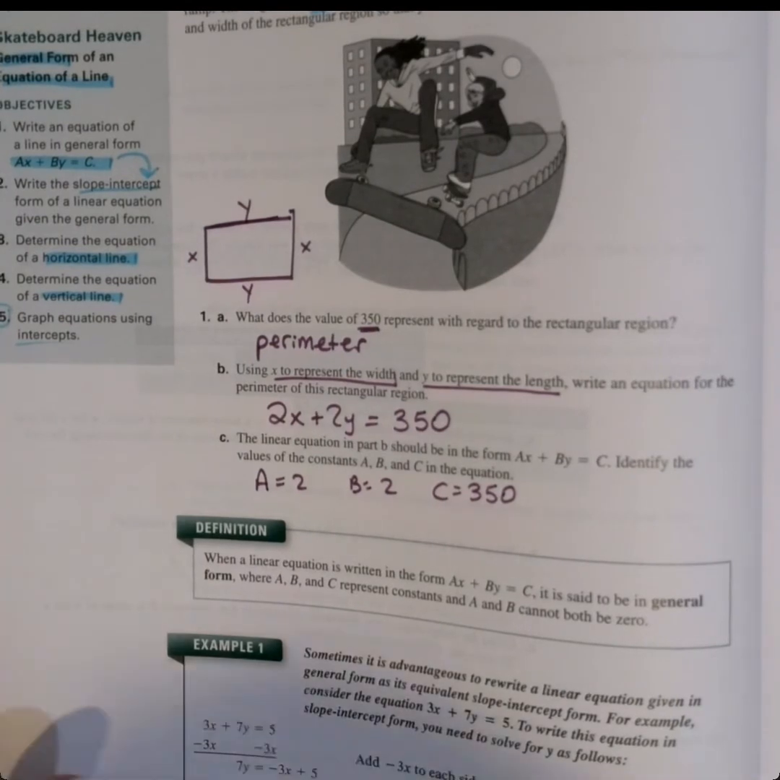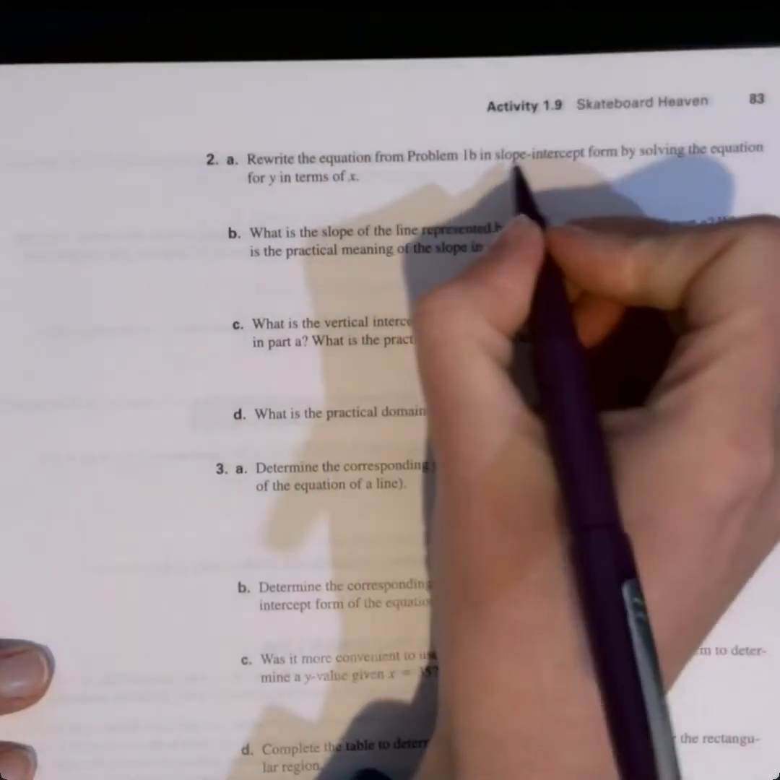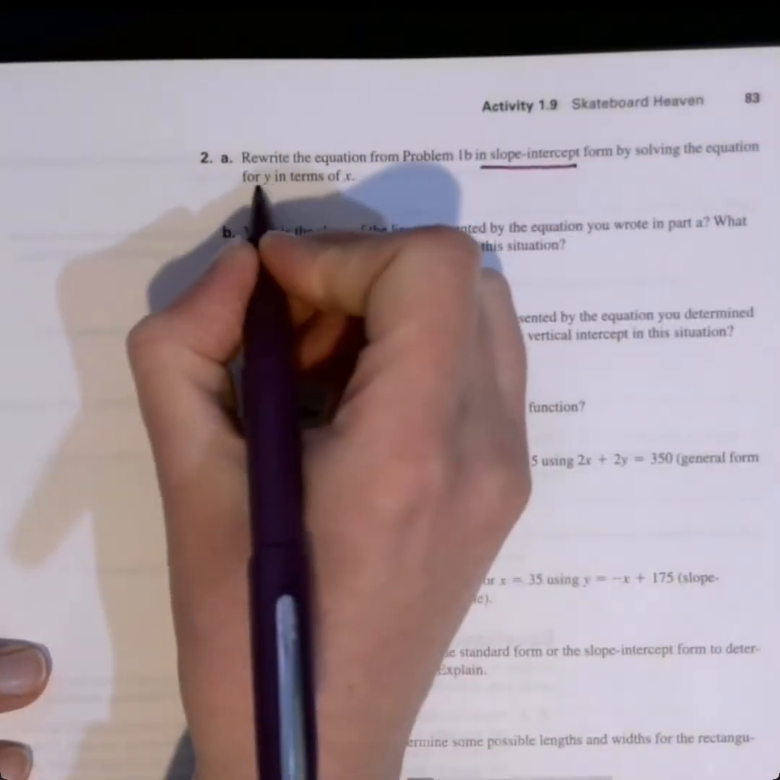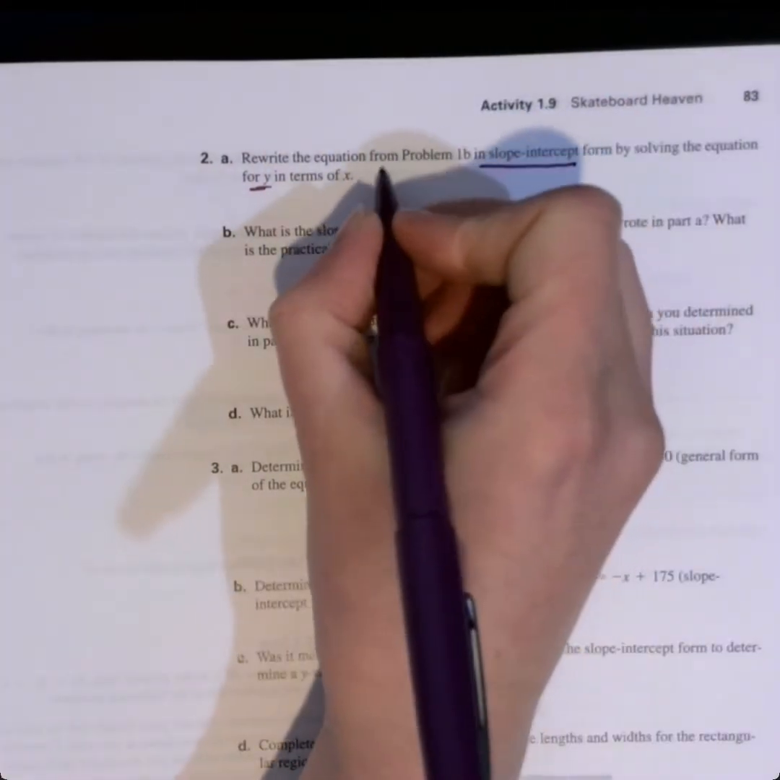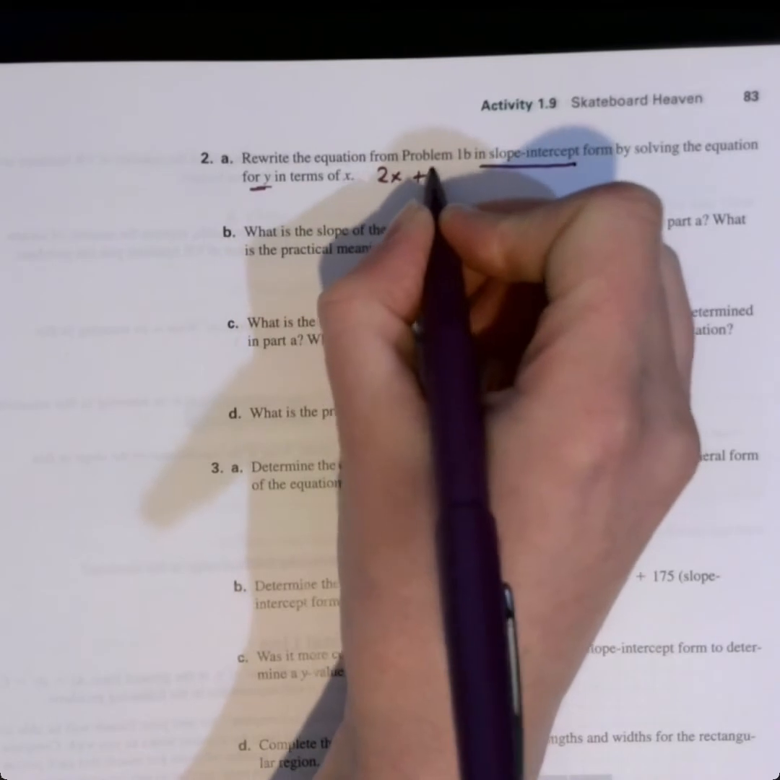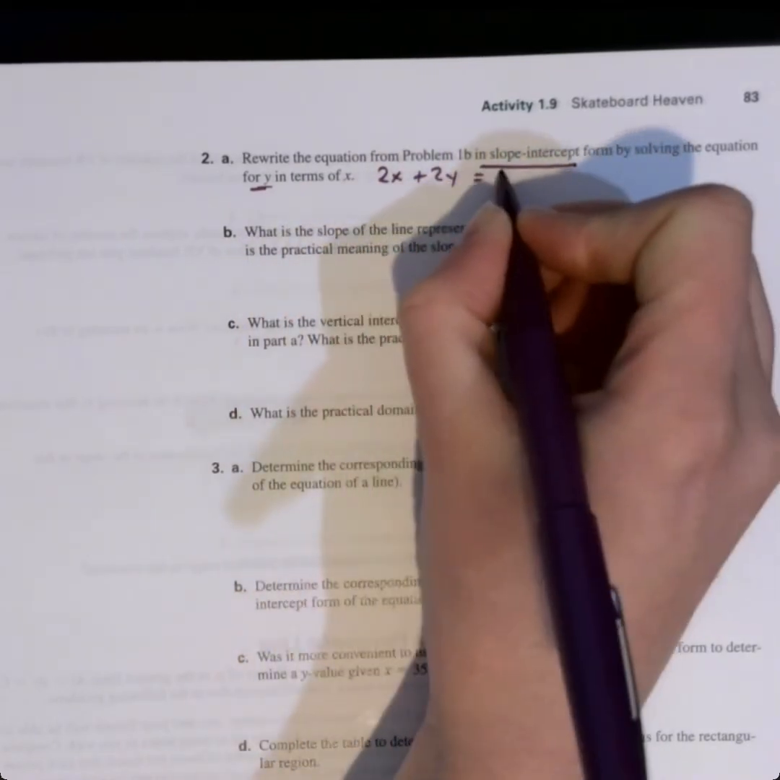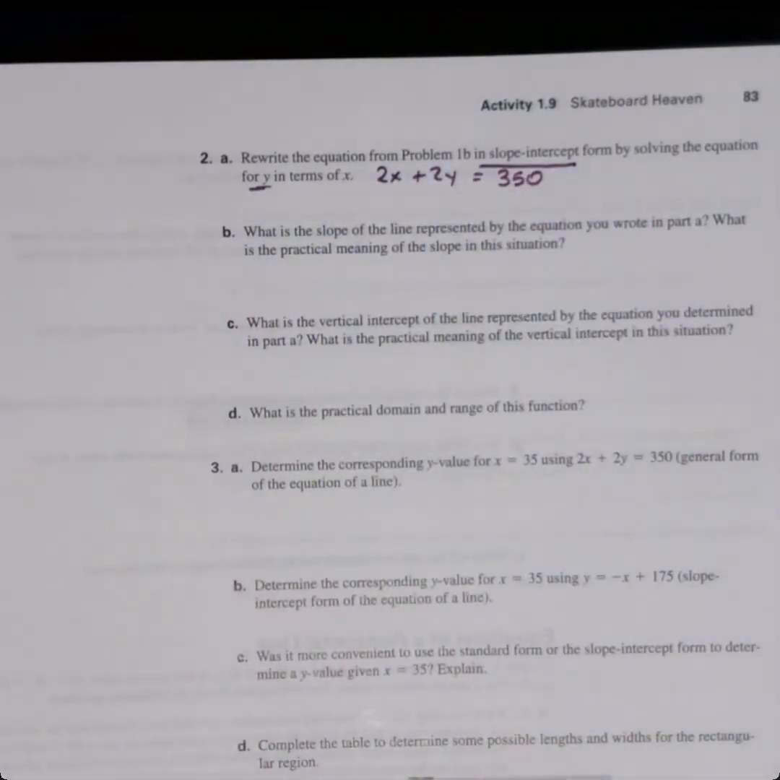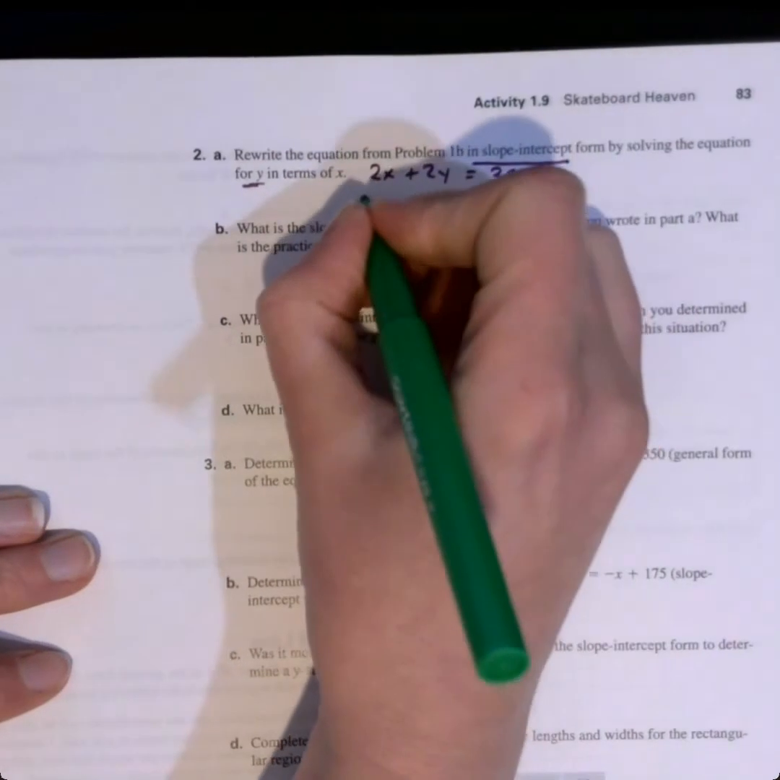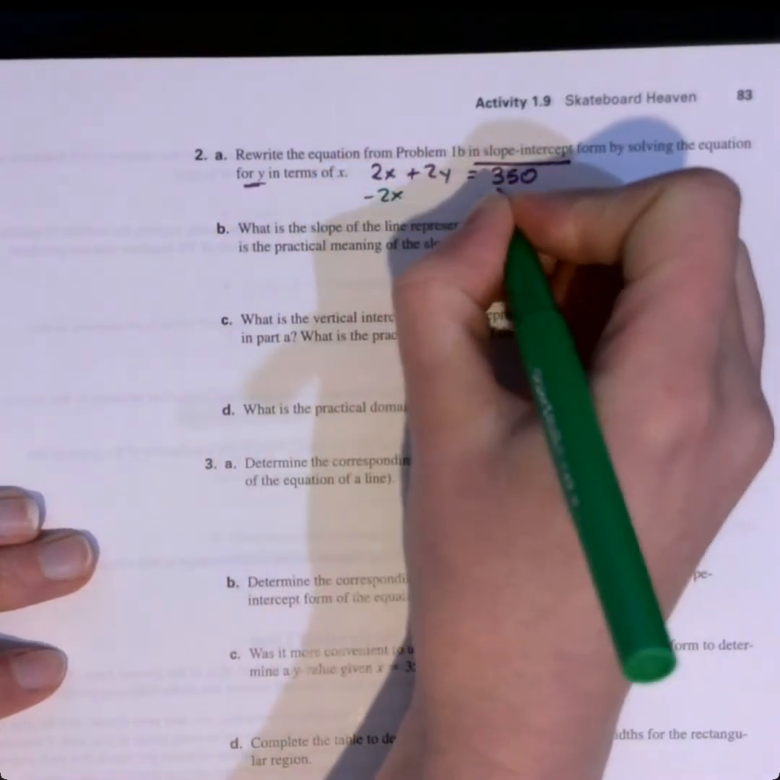Okay, taking a look at the next page, my goal is going to be to rewrite our equation in slope-intercept form by solving for y in terms of x. So I currently have 2x plus 2y equals 350, and I want to solve for y. So I'm going to need to move the x to the other side. So we're going to subtract 2x from both sides.